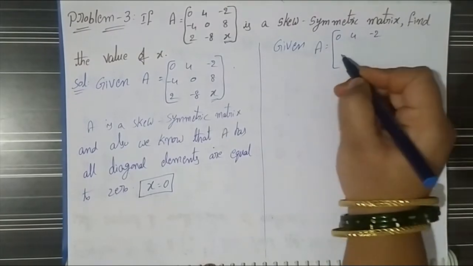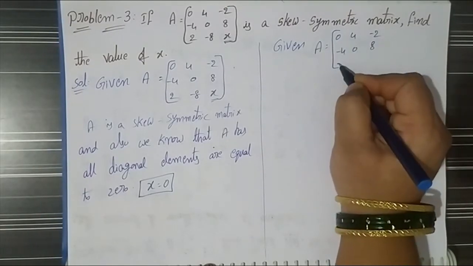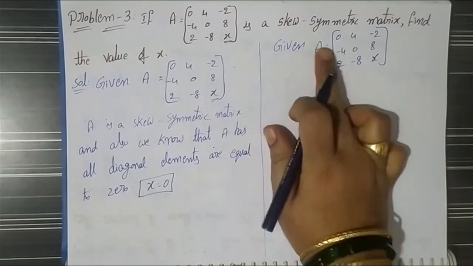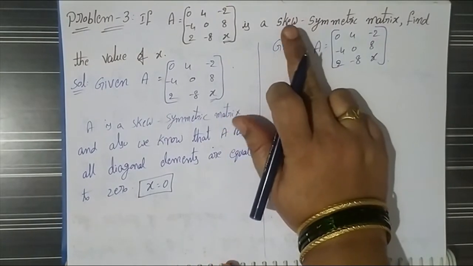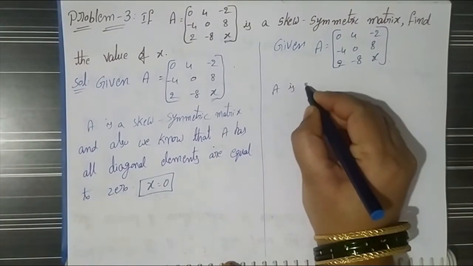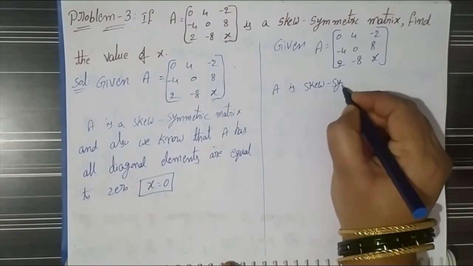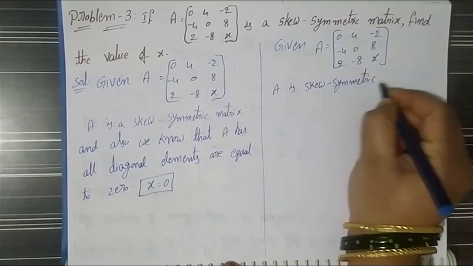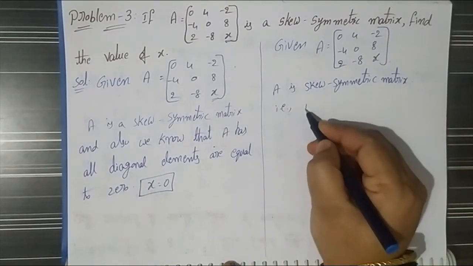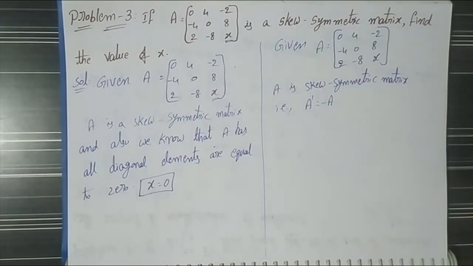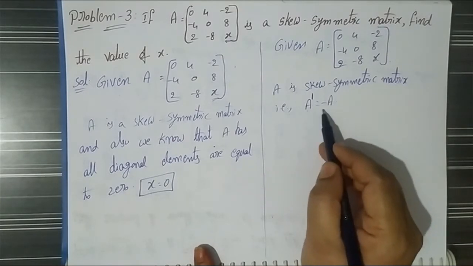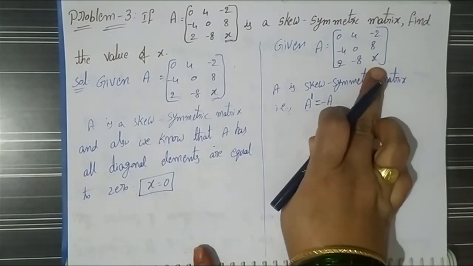0, 4, minus 2, minus 4, 0, 8, 2, minus 8, x. This is A. Given that A is a skew symmetric matrix, then A dash equals minus A. For that, first we can find A dash, then equate this equation, and then we easily find the x value.